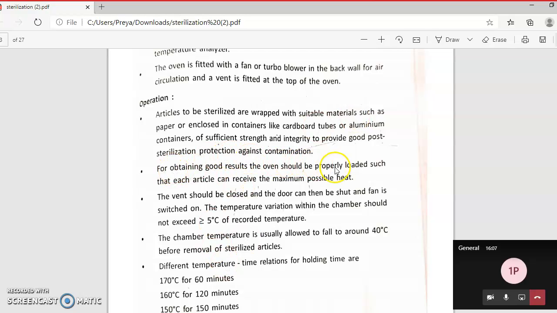Now for obtaining good results, the oven should be properly loaded with articles which receive maximum heat, right? Loading should not be too high, very important. How much loading should be kept? It should be such that each and every article receives equal heat, okay?